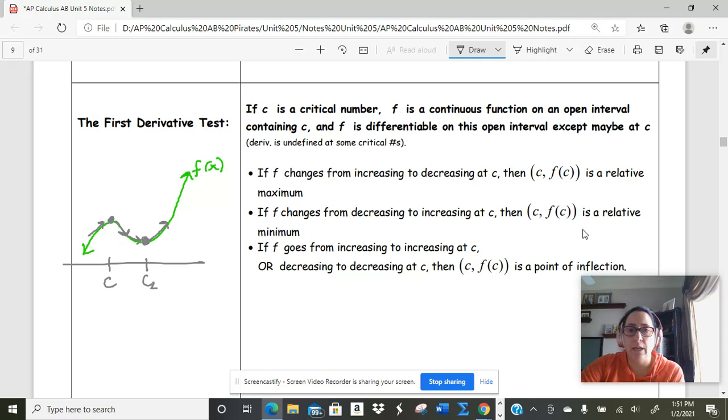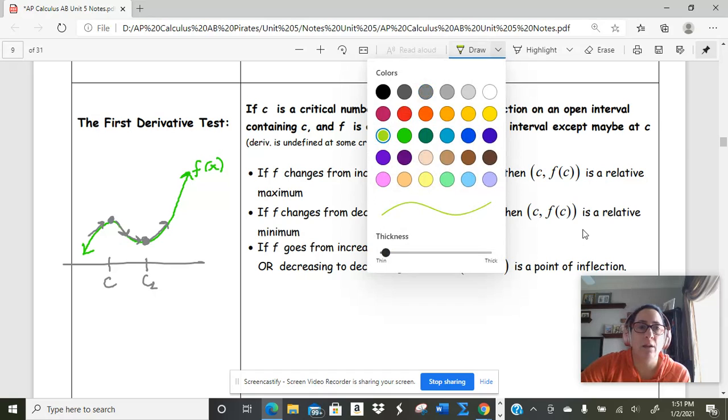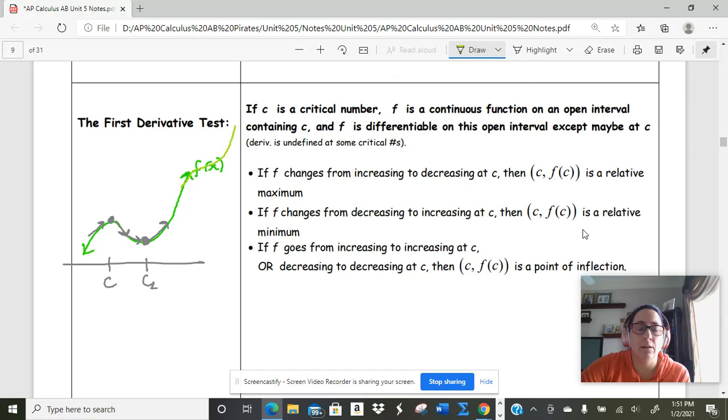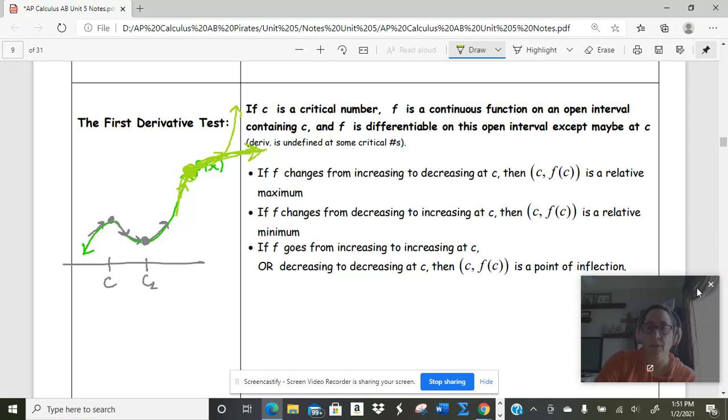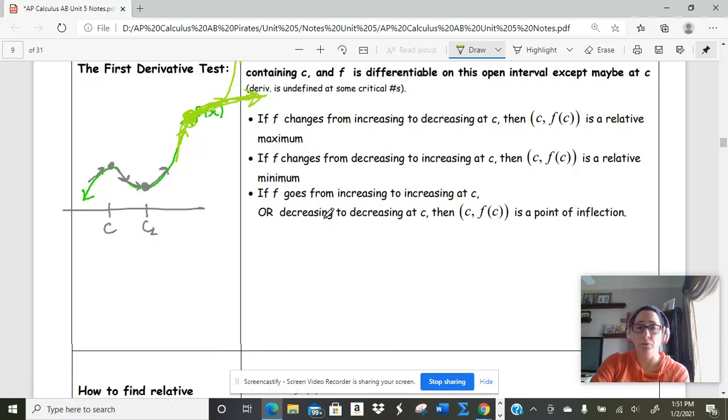Now, sometimes we're going to see where we can go increasing to increasing still, and we have this like weird change in concavity, and that's okay. Okay, we can go like concave up to concave down, but it doesn't change the increasing and decreasing. That's going to be called a point of inflection, which we will get to more.